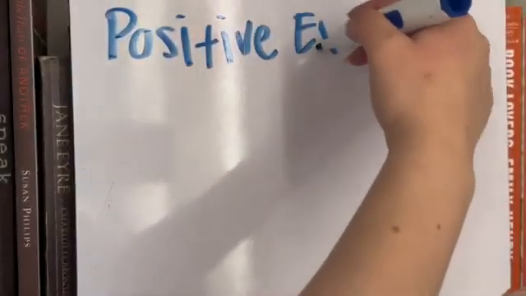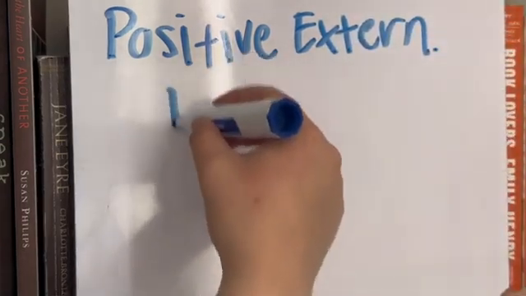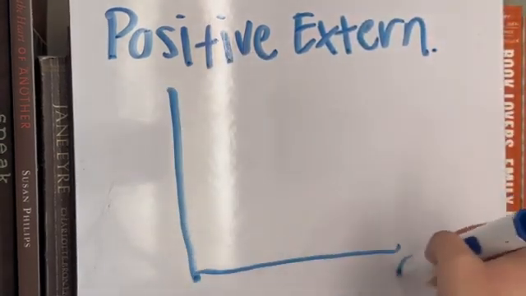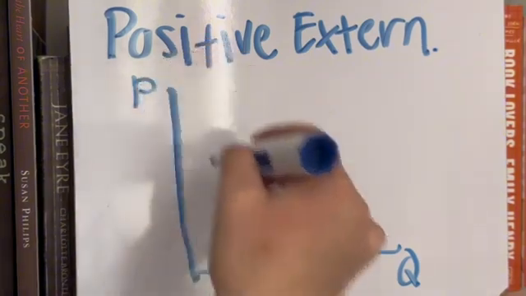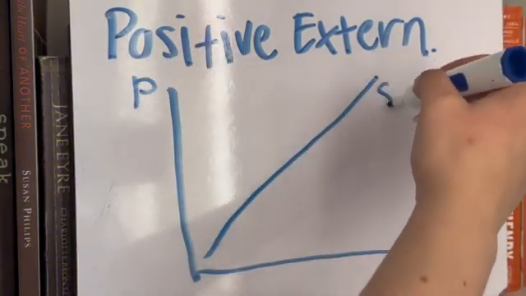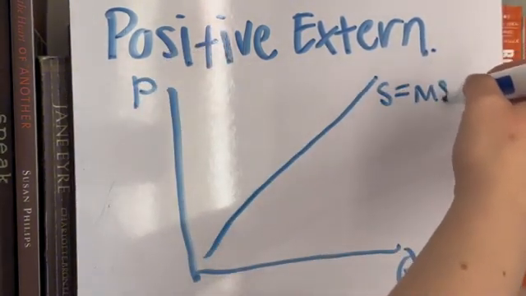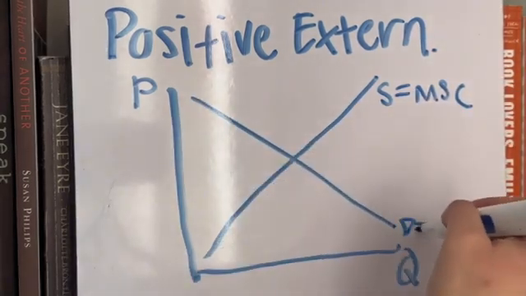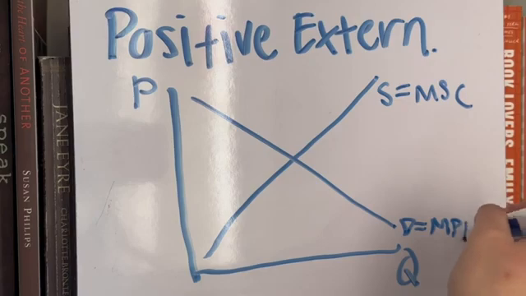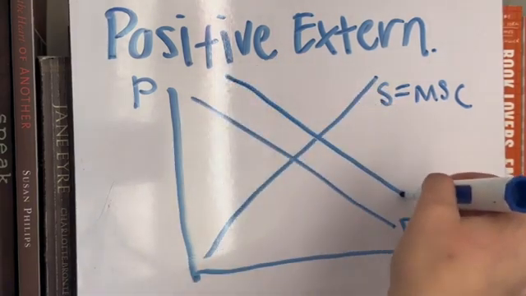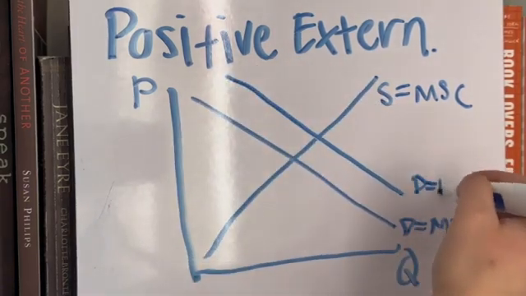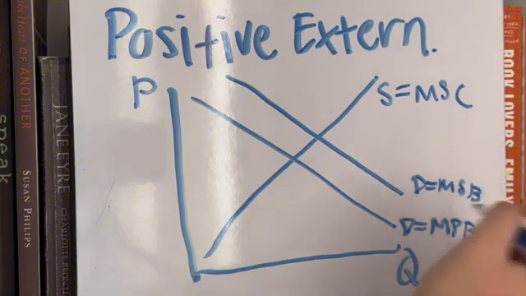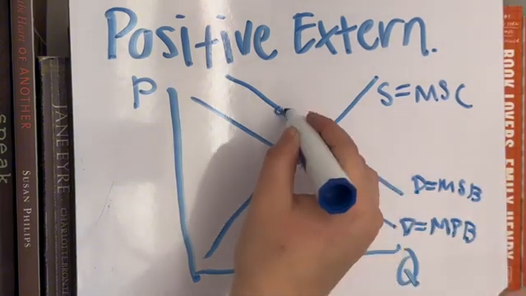Positive externalities. As with any graph, we start off with the axes, quantity being x and price being y. We begin to create a supply line that also equals marginal social cost. Then we create two demand lines, one being demand equals marginal private benefit, and the other demand equals marginal social benefit. Then we can begin to plot points.